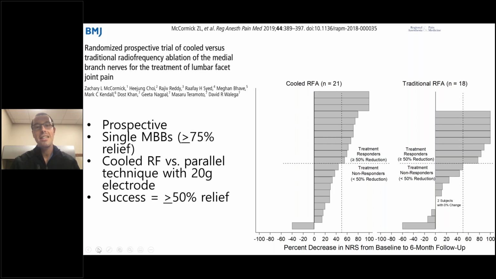And you can see, again, in the tornado plot on the right side, about a 50% responder rate with cooled, a little bit less than a 50% responder rate with traditional, conventional RFA. And I would chalk that up to the smaller gauge electrode, single lesion and single branch block, which is why we're not seeing as robust outcomes as McVicker and Dreyfus reported. Let's go to the next slide.